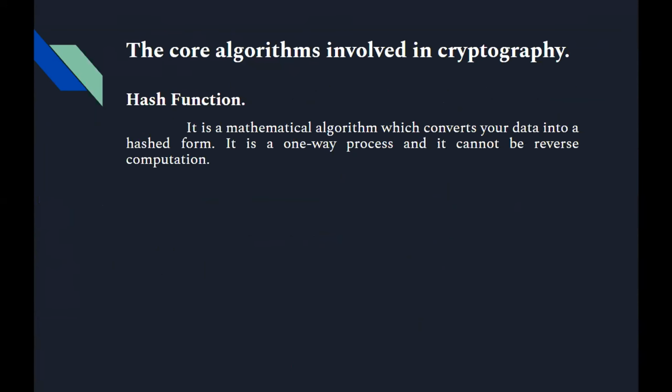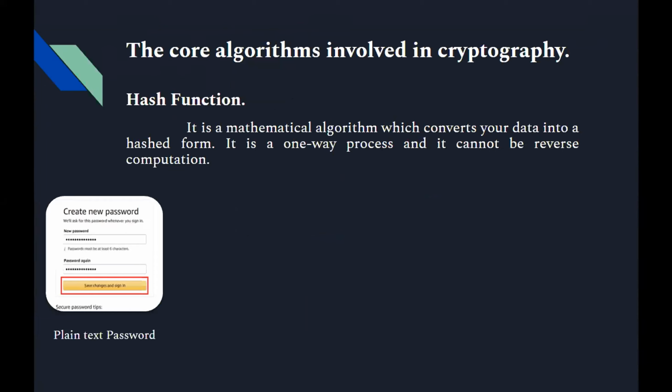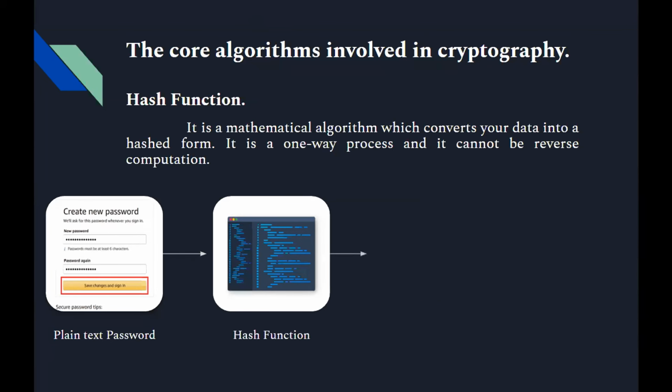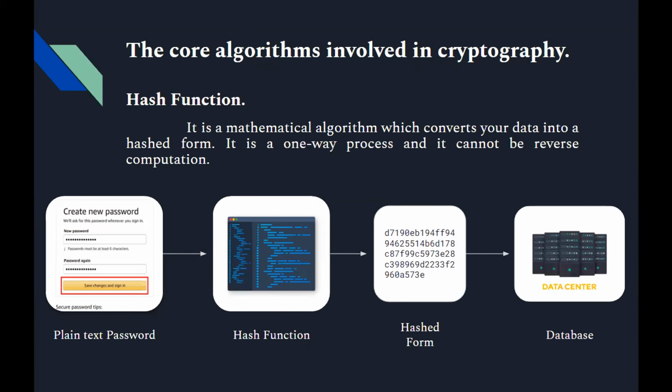The hashing algorithm is a mathematical algorithm which converts your plain text into a hashed form, which is a combination of numbers and letters. We'll assume that we are creating an Amazon account and entering your login credentials. Your name and email address will stay the same, but your password will be sent to the hashing algorithm, which generates a hashed form of your password, and the hashed form will be secured in the database.